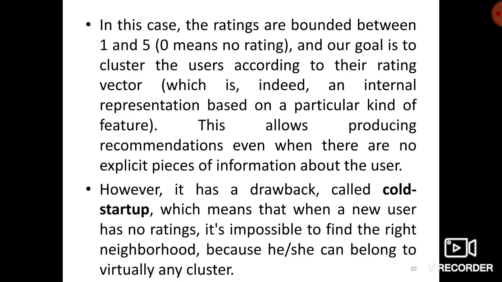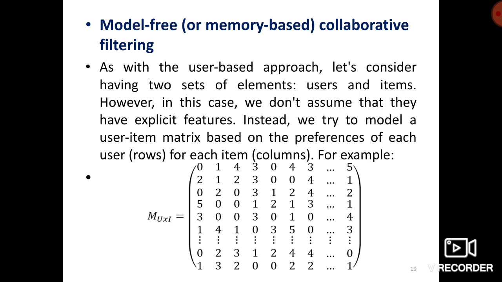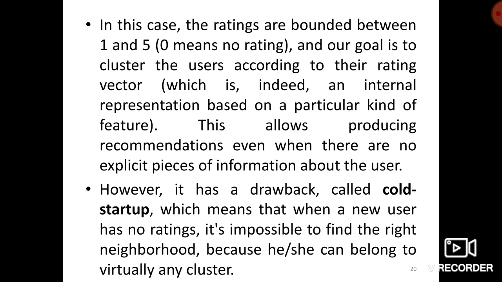Now in this case, the ratings are bounded between 1 and 5. 0 means no rating. If you observe here, a lot of zeros are there, which means no rating, and the rating is bounded between 1 and 5. Now our goal is to cluster the users according to their rating vector. This allows producing recommendations even where there is no explicit information about the users. If the information is not available with the user, at that time you need to use this collaborative filtering approach.